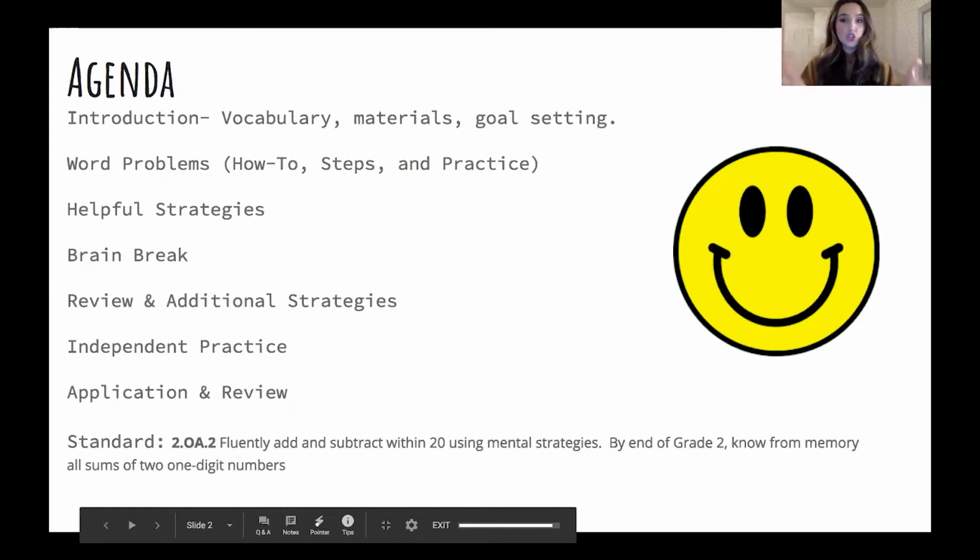And then you guys get to practice that on your own, and then we will just review, and I'll tell you guys how you can use this in math every single day and how it can help you in your math journey, and it can really help you gain some fluency in your adding and subtracting and good things like that. So today our standard is fluently add and subtract within 20 using mental strategies. By the end of grade 2, know from memory all sums of two one-digit numbers. All right, let's continue.